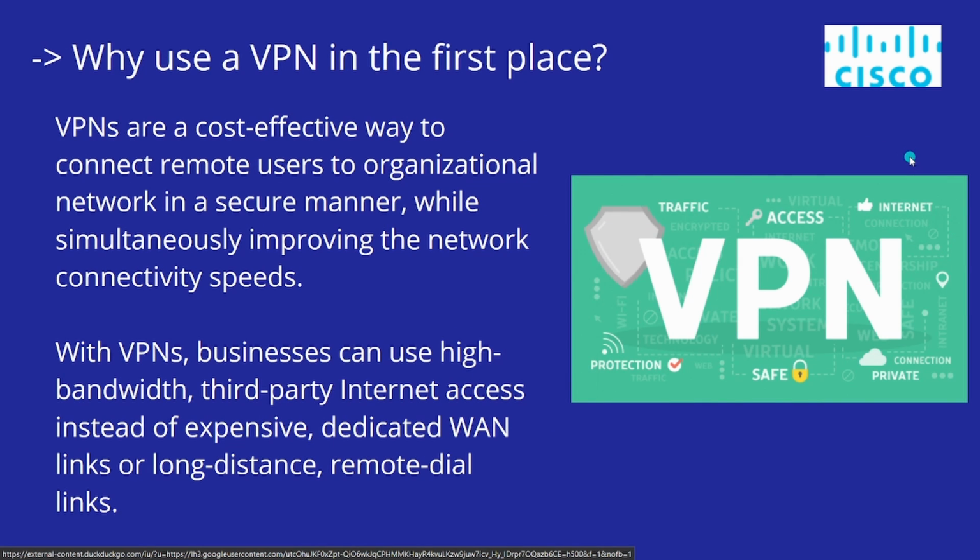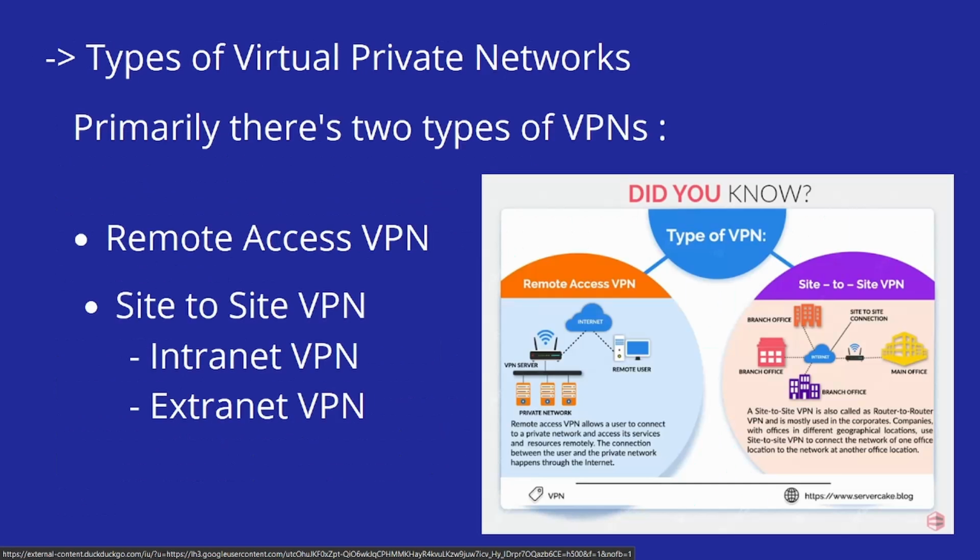Why use a VPN in the first place? VPNs are a cost-effective way to connect remote users to an organizational network in a secure manner, while simultaneously improving network connectivity speeds. So you get better security and better network connectivity by using a VPN. With VPNs, businesses can use high bandwidth third-party internet access instead of expensive, dedicated wide area network links.